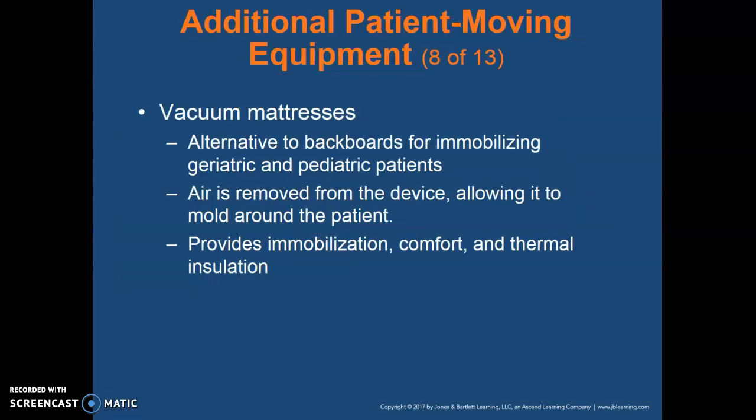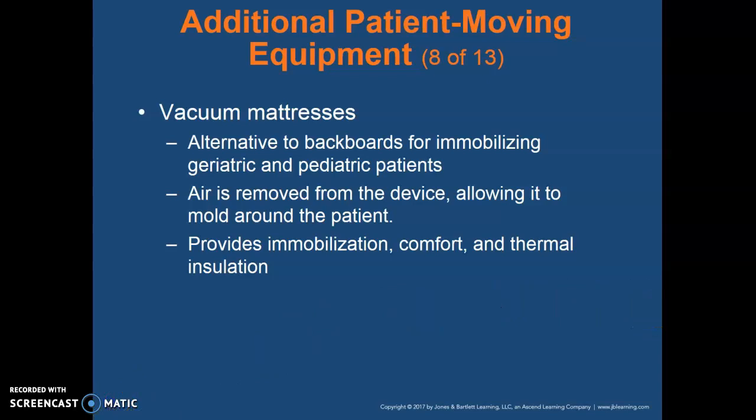The next resource is a vacuum mattress. This was mentioned earlier. This is an alternative to the backboard for immobilizing geriatric and pediatric patients. The patient is placed on a mattress and the air is removed from the device, kind of vacuuming around them. It provides immobilization, comfort, and also thermal insulation to try and keep your patient a little bit warmer.